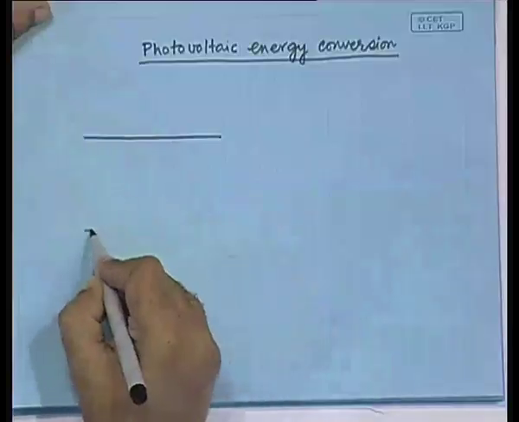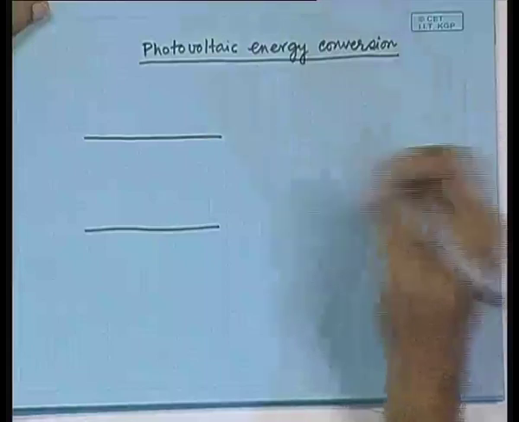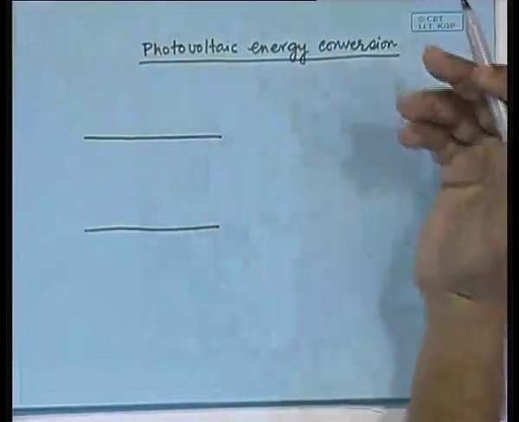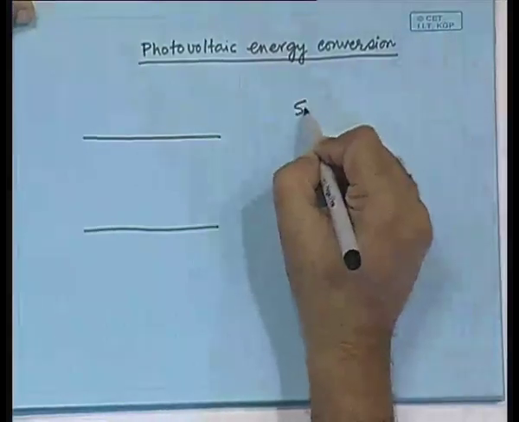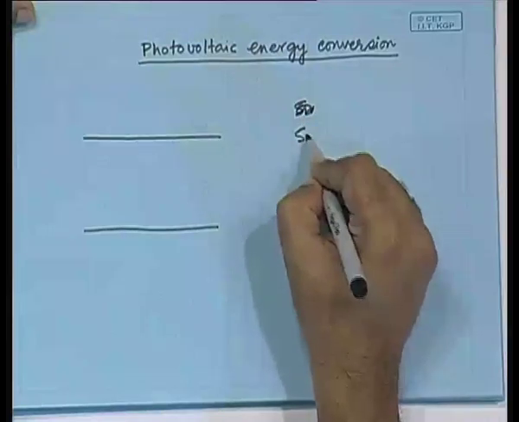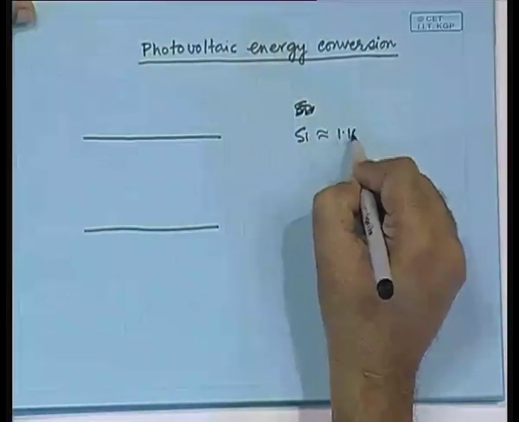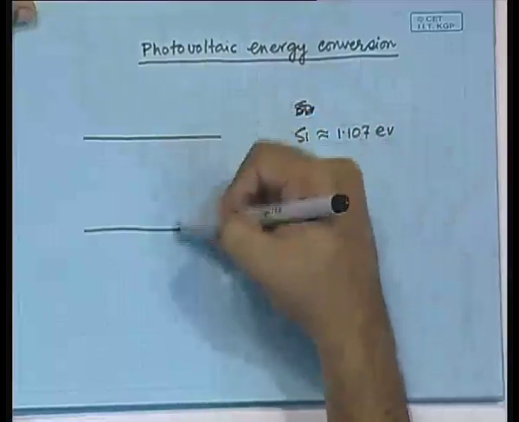Now, if you have a p type semiconducting material or n type semiconducting material, as you know, in a semiconductor we can identify a band gap between the conduction band and the valence band. So, normally this would be depicted as one band for the conduction, another band for the valence, and the band gap for the case of silicon is about 1.107 eV.